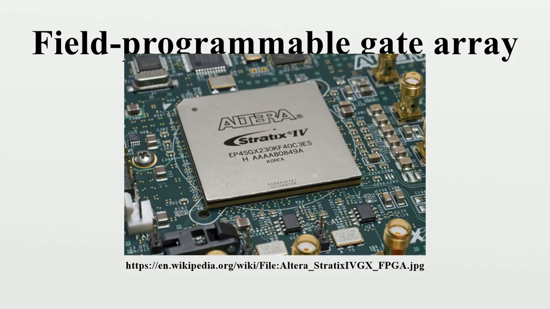Xilinx co-founders Ross Freeman and Bernard von der Schmidt invented the first commercially viable field-programmable gate array in 1985, the XC2064. The XC2064 had programmable gates and programmable interconnects between gates, the beginnings of a new technology and market. The XC2064 had 64 configurable logic blocks, with two 3-input lookup tables. More than 20 years later, Freeman was entered into the National Inventors Hall of Fame for his invention.